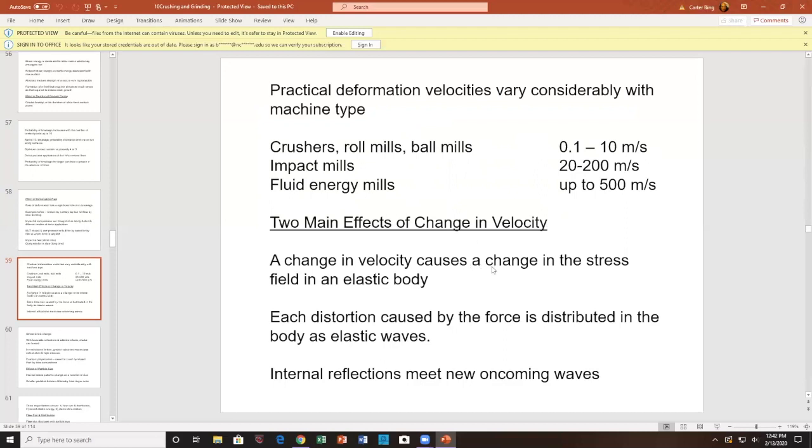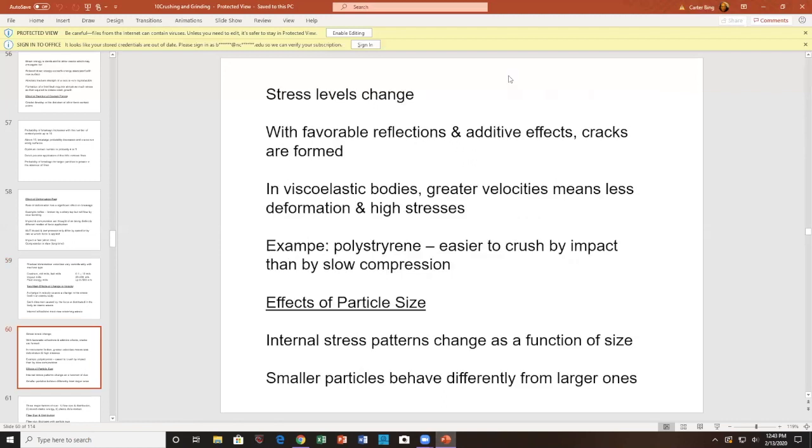Change in velocity causes a change in the stress field of the elastic body. Each distortion caused by the force is distributed in the body as elastic waves. These are probably pretty cool to watch. I think there are probably some videos that show elastic waves on YouTube. Again, YouTube's fantastic. Internal reflections meet oncoming new waves, and stress levels change. With favorable reflections and additive effects, cracks are formed.